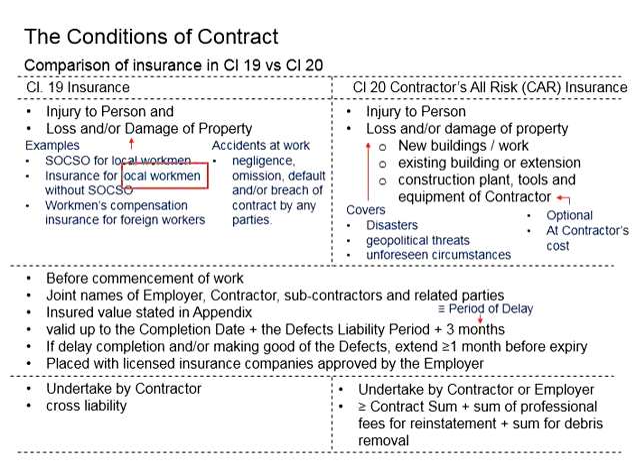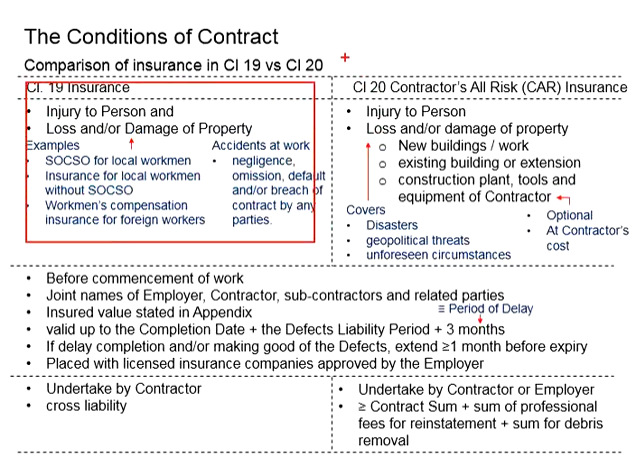As for the local workmen without SOCSO, clause 19 will require an insurance to cover the losses. There will also be workmen compensation insurance for the foreign workers. That means whoever is working on site is supposed to be covered with insurance. In the case that any accident happens, the relevant loss can be covered by the insurance. This insurance is different from the insurance of clause 20.